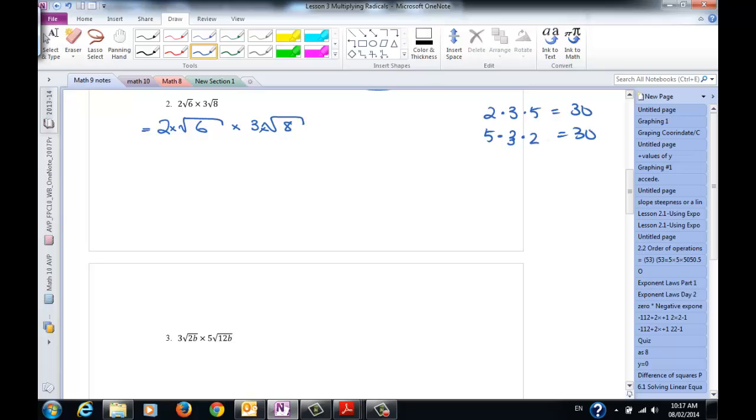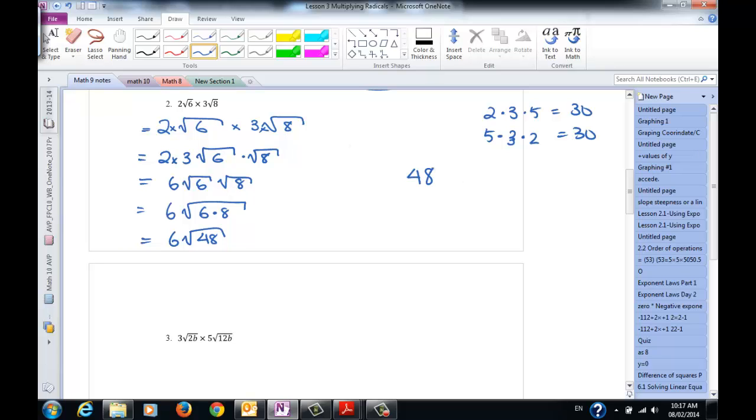Okay, so I can reorganize this and say, well, 2 multiplied by 3 multiplied by 6 multiplied by the square root of 8. So this is just 6 root 6 times root 8, and I can rewrite this as 6 and 6 multiplied by 8, which is 6 root 48. You might have wanted to do some extra steps or some less steps in there. That's okay if you wanted to.